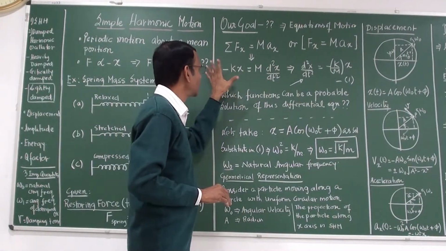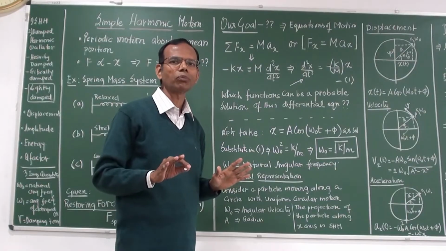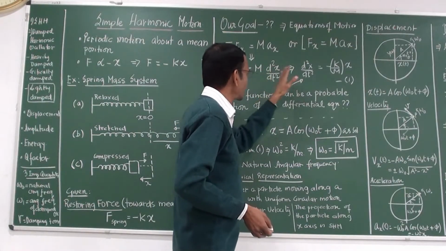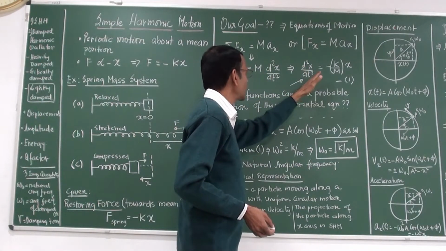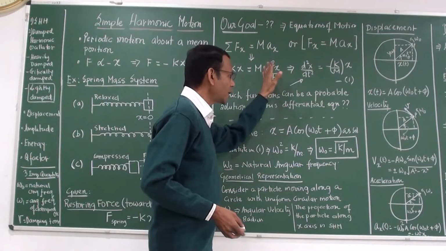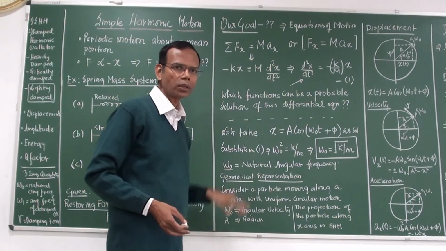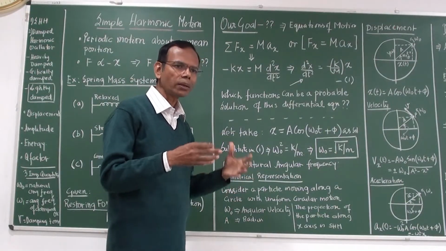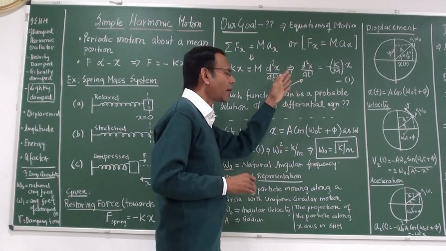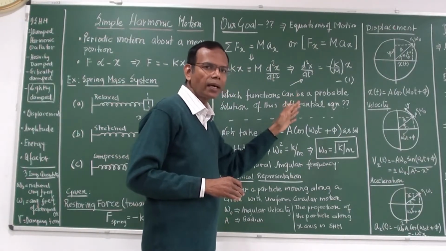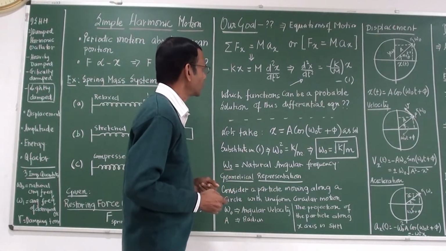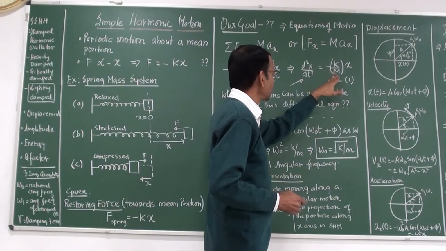The moment we write this, immediately we get the equation of motion, or we get the differential equation. From the equation of motion, we are getting the differential equation: d2x by dt square is equal to minus k by m x. The differential equation tells us how a body or a particle is behaving as a function of time. From there, I can find out the displacement x, the velocity, the acceleration, everything I can find out.